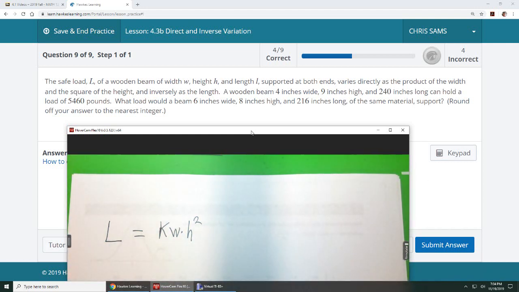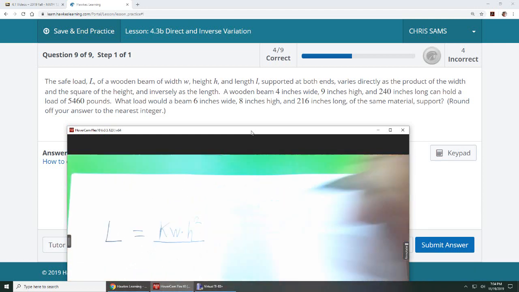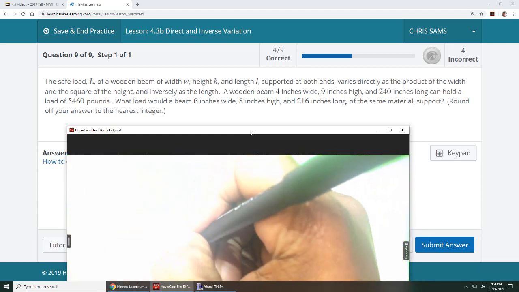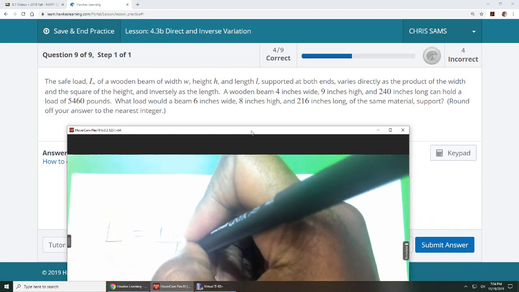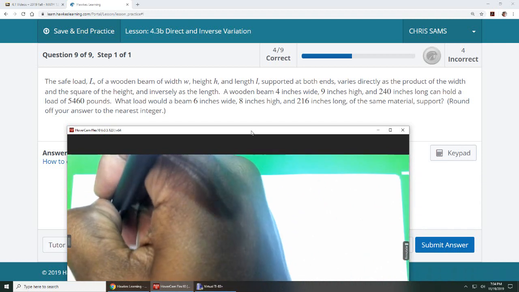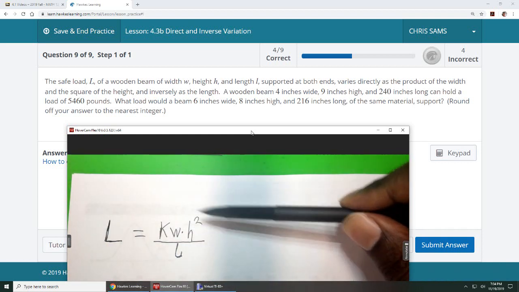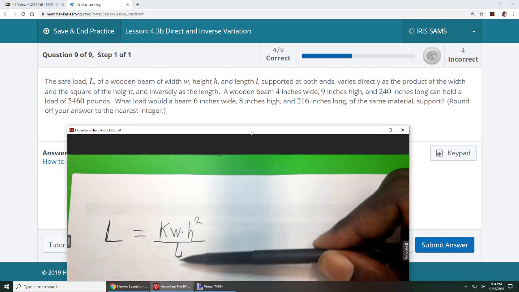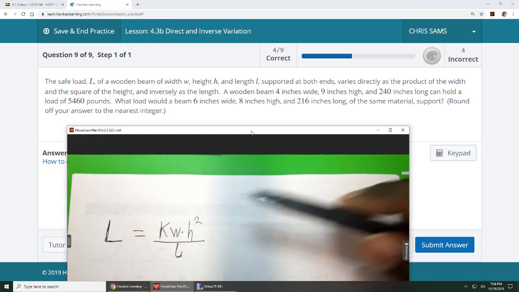And then it says, and inversely. So whenever I see inversely, I know whatever follows that is going to be on the bottom. So divided by the length. So I'm using W, H, and L, and this is lowercase l, be careful. Lowercase l, this is definitely a capital L. Don't mix those two. So we have the load weight varies directly with these items and inversely as this one. So you might have both. Sometimes you can have joint variation. That's what this is called.